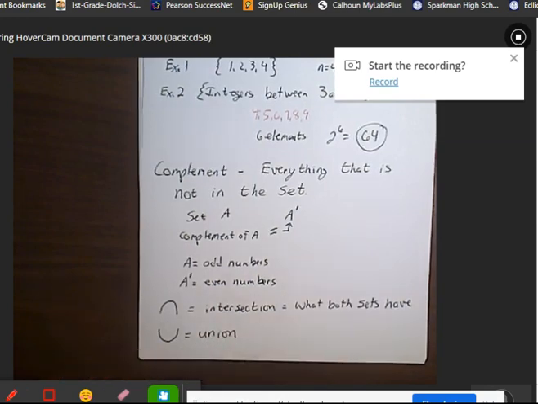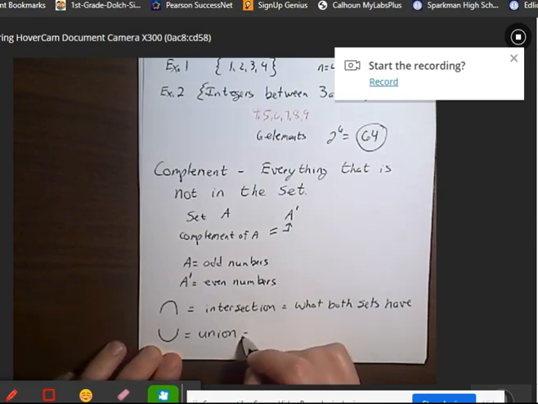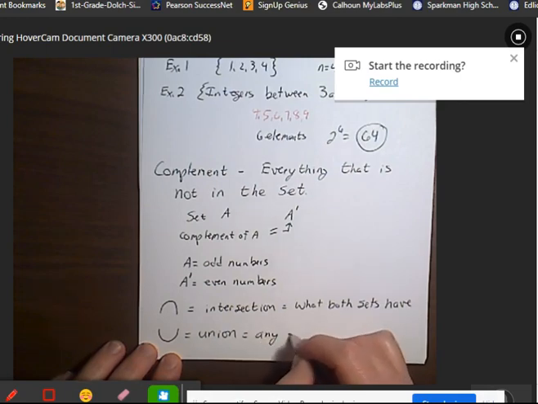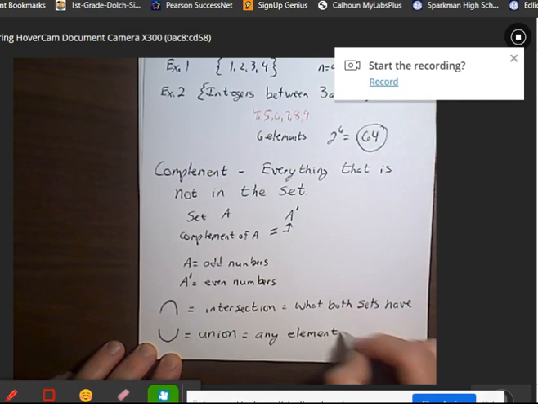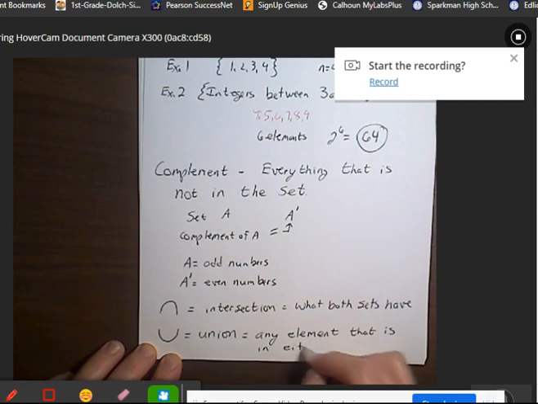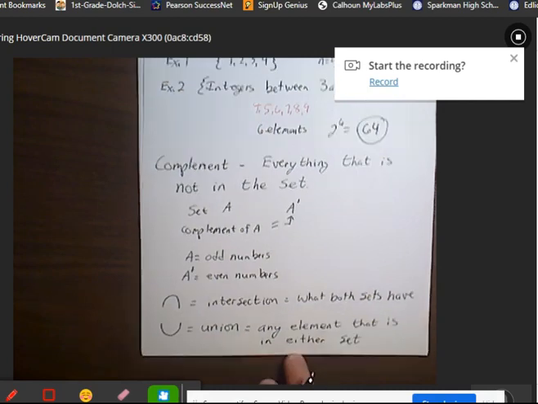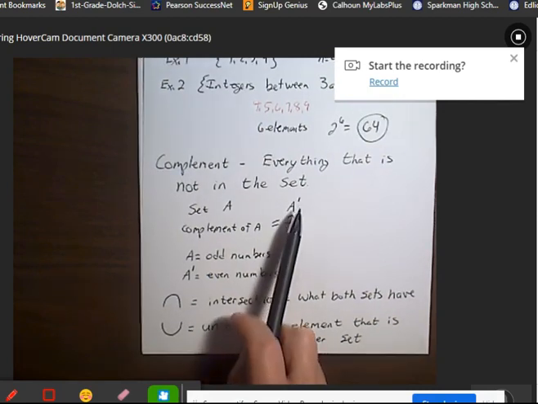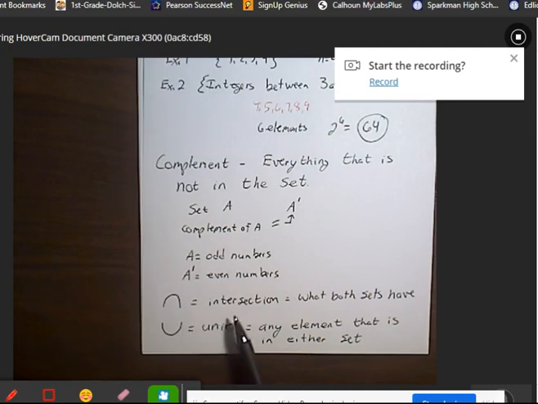When you talk about the union, it's basically taking both sets, putting them together, and making one big giant set. So this is any element that's in either set. Okay, so complement is the prime little symbol to it there. Intersection means it's just what they have in common, what both sets have. And then the U is where you take the two sets and combine them together and list out any element that's in either set. So it's just anything that shows up in either one there.